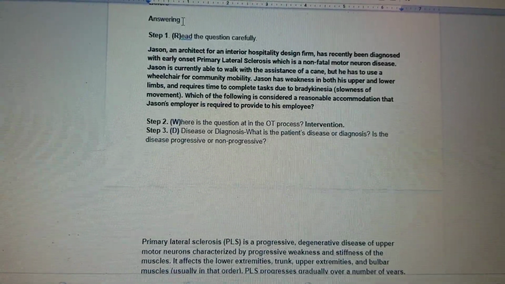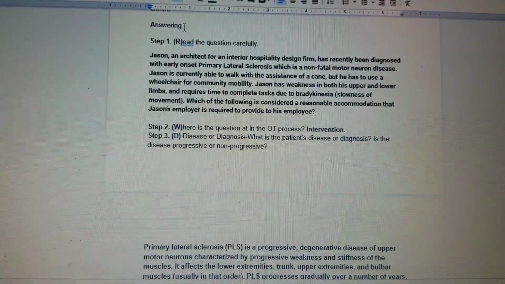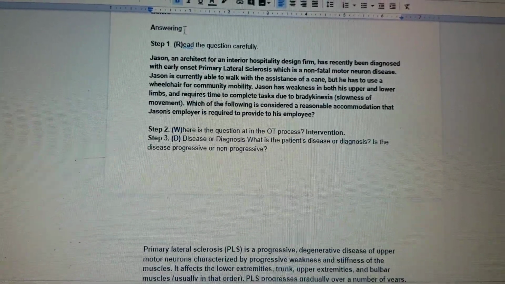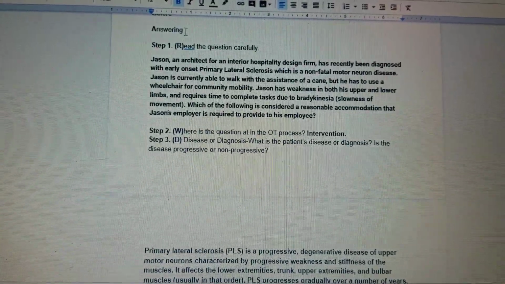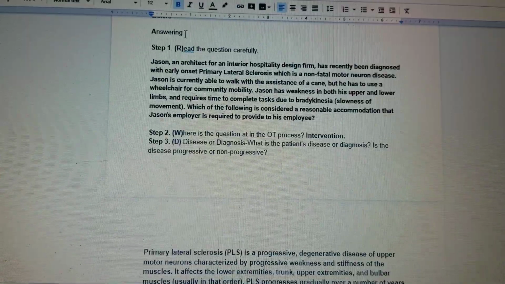Step 2. Where is the question at in the OT process? In the intervention stage. Step 3. D, for diagnosis or disease. What is the patient's disease or diagnosis? Is the disease progressive or non-progressive?